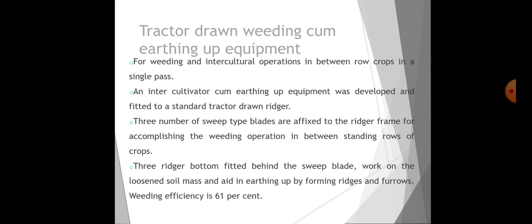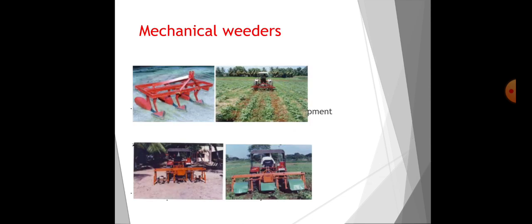Next we see the tractor drawn cum weeding and earthing up equipment. For weeding and interculture operation in between the row crops in a single pass, an intercultivator cum earthing up equipment was developed and fitted to the standard tractor drawn ridger. Three sweep type blades are affixed to the ridger frame for accomplishing the weeding operation in between standing rows of the crops. Three ridger bottoms fitted behind the sweep blades work on the loosened soil mass and aid in earthing up by forming ridges and furrows. Its working efficiency is 61%. This picture shows the mechanical weeder equipment.